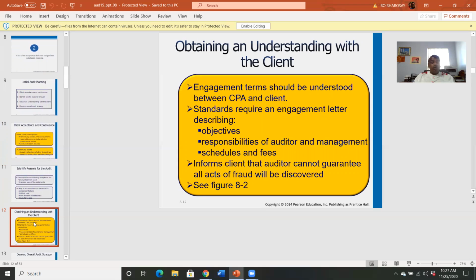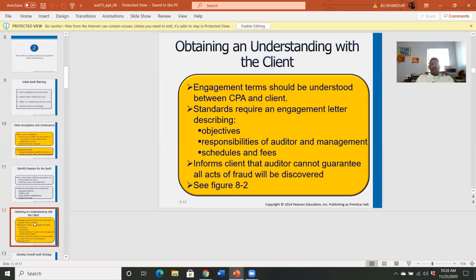Updating understanding with the client. The engagement terms should be understood between the CPA and the client. Standards require an engagement letter describing the objectives, the responsibilities of the auditors and management, and schedules and fees. And a sample of the engagement letter is in your textbook. Please look through it, read through it.